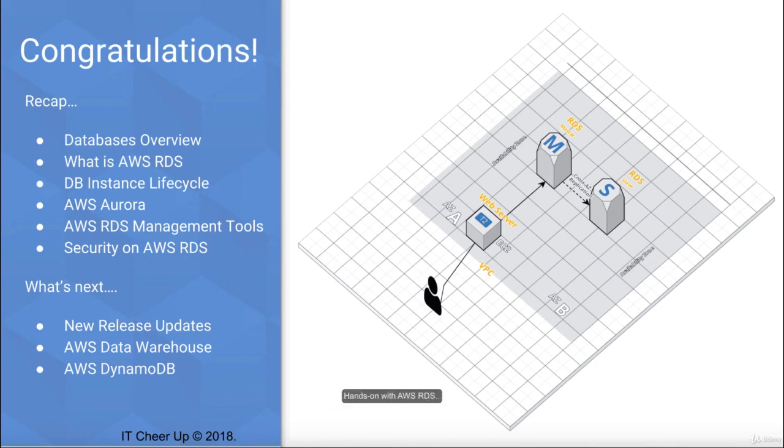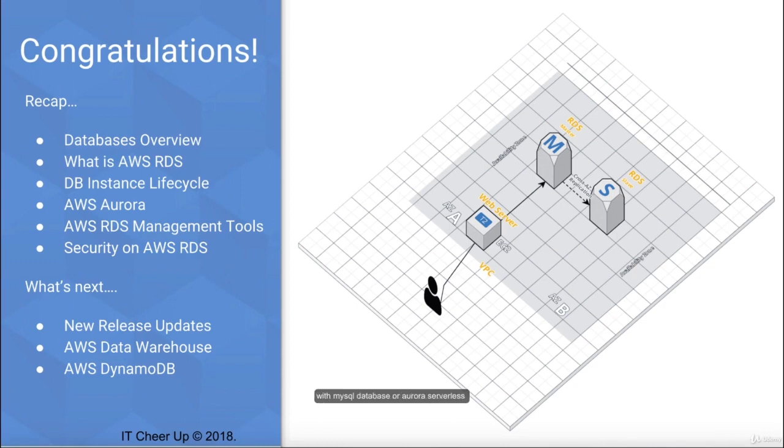Congratulations on finishing the course Hands-on with AWS RDS. Let's recap what we learned in this course. We compared the difference between a relational database and a non-relational database. We overviewed the purpose of AWS databases. We learned AWS RDS core concepts such as DB instance classes, storage engines, DB instance lifecycle, Aurora, AWS RDS multi-AZ deployments, and AWS read replicas.